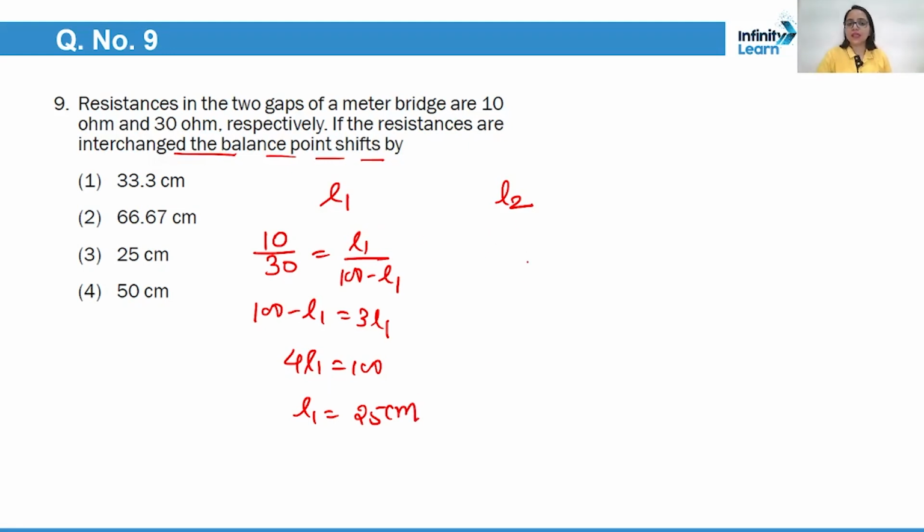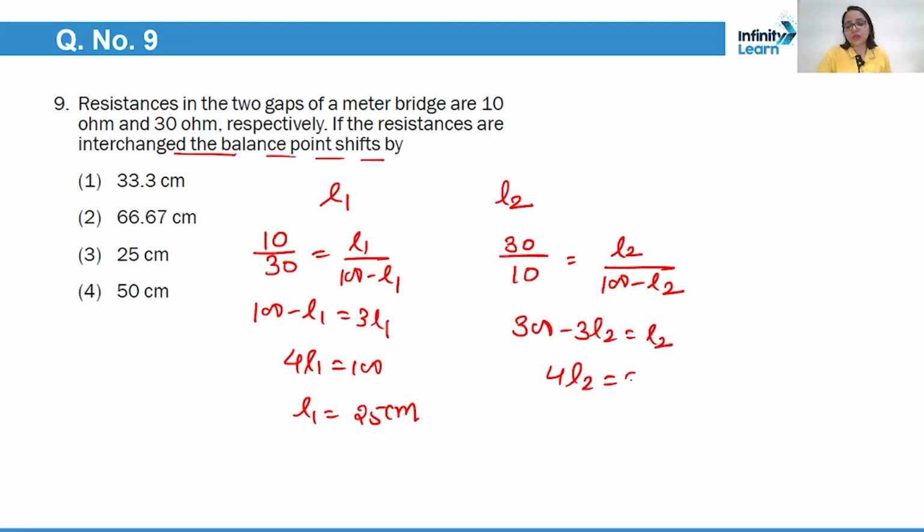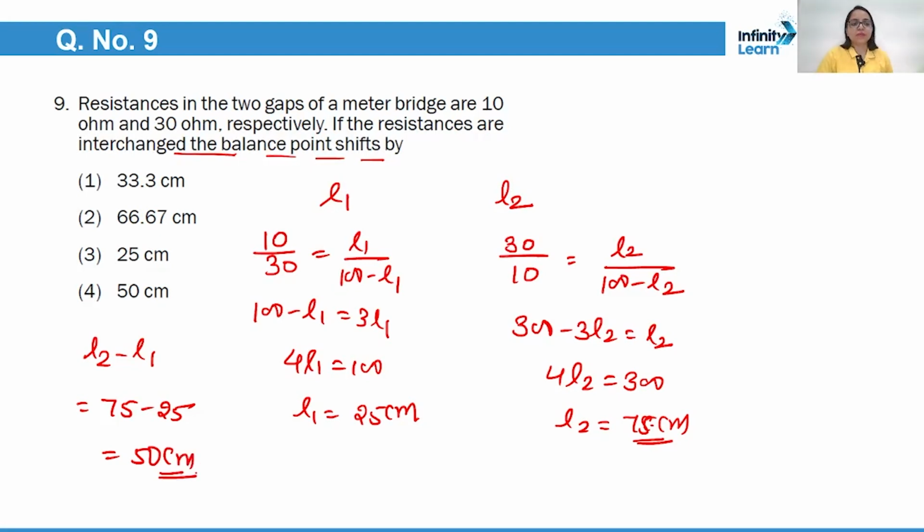Now, for the second case, when we interchange the resistances, it will become 30 upon 10, which is L2 upon 100 minus L2, or 300 minus 3L2 is equal to L2. So 4L2 is equal to 300 and L2 is at 75 centimeter. So the balance point will shift by L2 minus L1, which is 75 minus 25, and that is equal to 50 centimeter. So the correct answer is option 4.